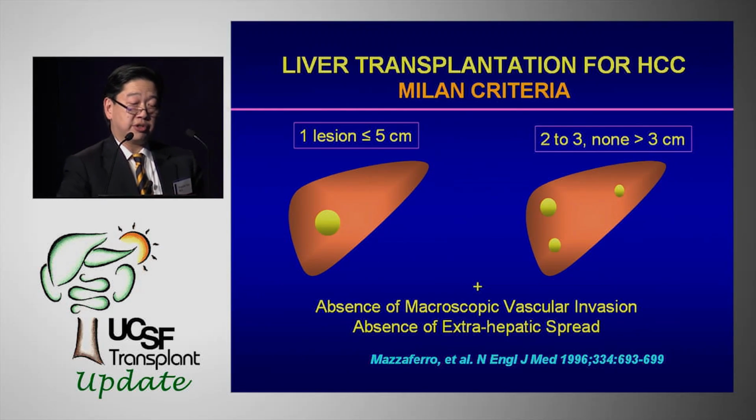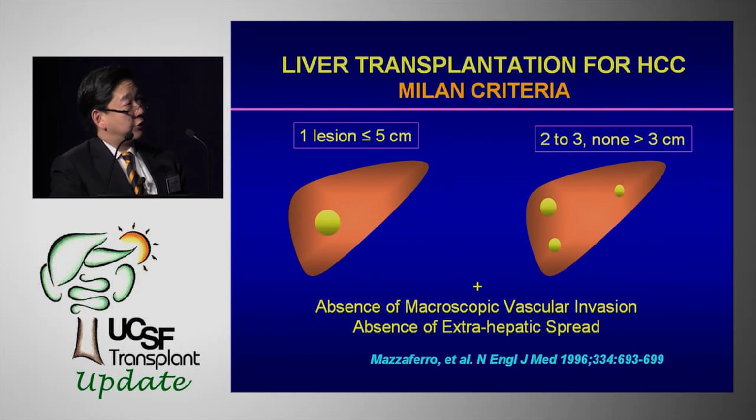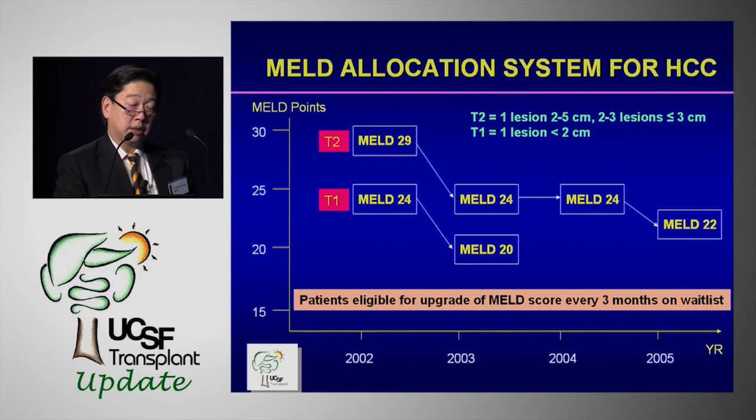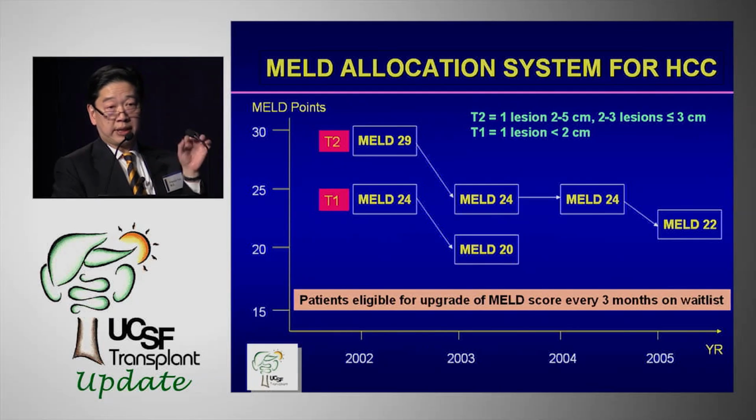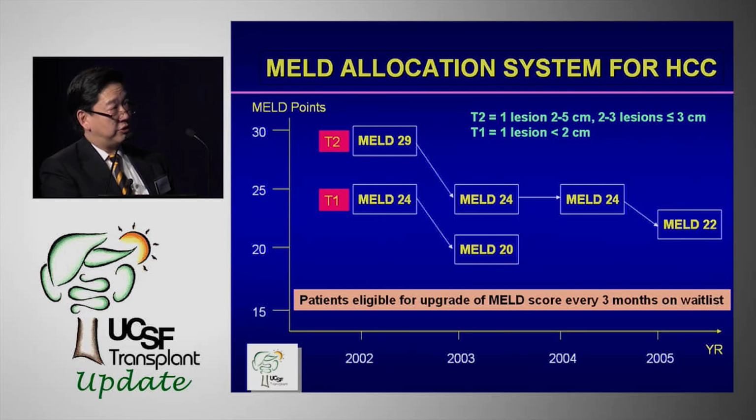So this is a slide I've been using for more than 10 years, but it's still good in this day and age. The Milan criteria that many of you know include a single lesion up to 5 centimeters or 2 to 3 lesions, none greater than 3 centimeters. This is still the benchmark for selection of candidates for transplant, at least in the United States. You already saw this: the MELD system organ allocation utilized the Milan criteria to give priority to patients with HCC, and the Milan criteria is divided further into T1, single lesion under 2, and also T2.